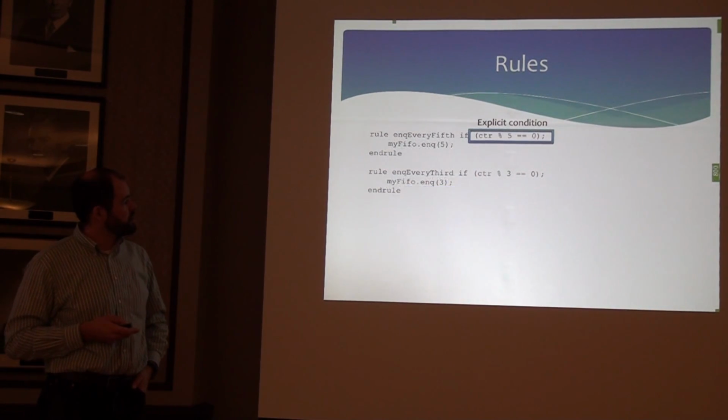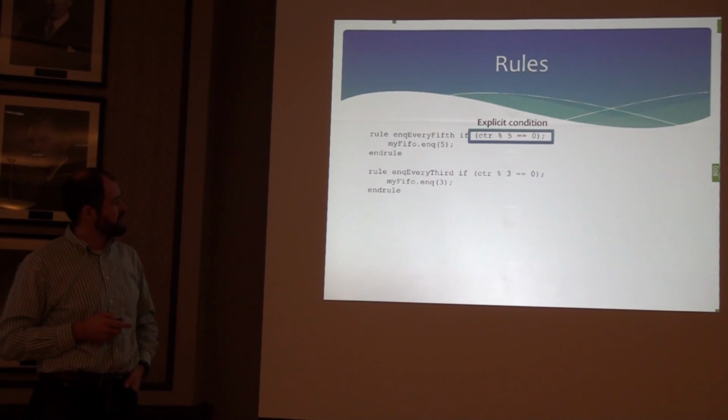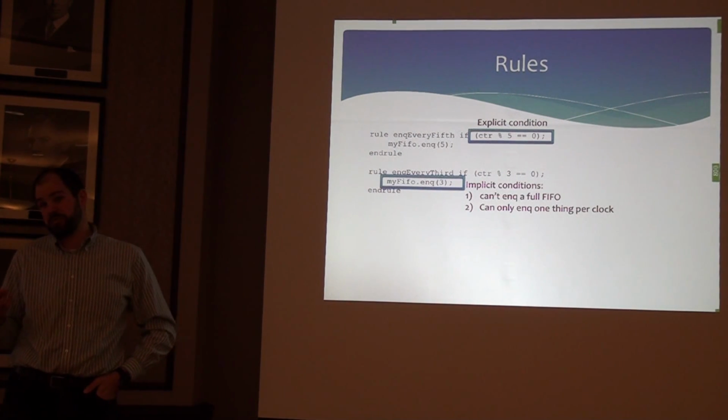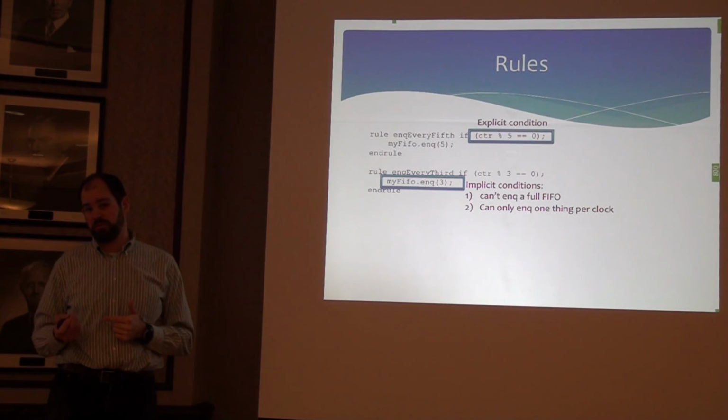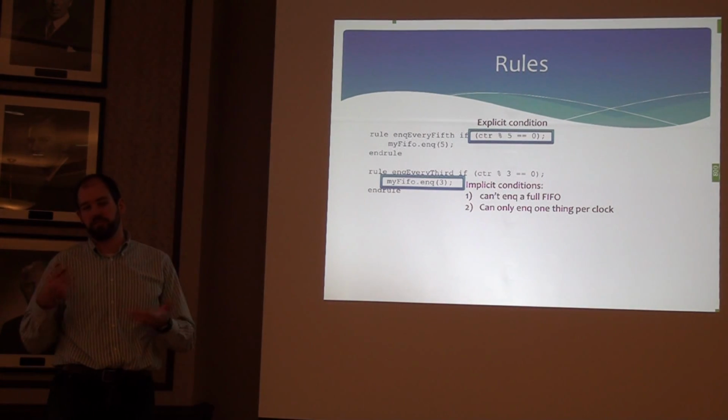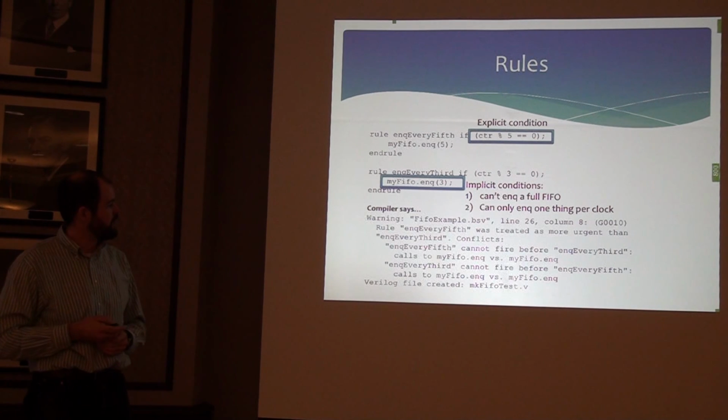All right? So we have an explicit condition on the rule there. We also have an implicit condition, which is you can't enqueue to a full FIFO, and only one thing can enqueue to a FIFO per clock, which kind of conforms to our intuitive sense of what a FIFO is, right?